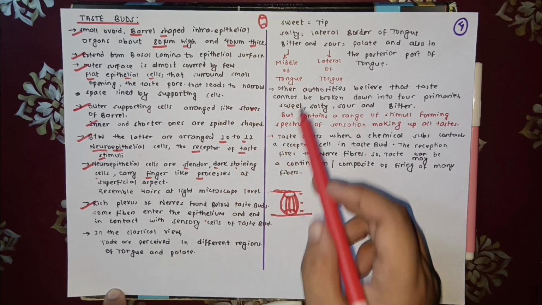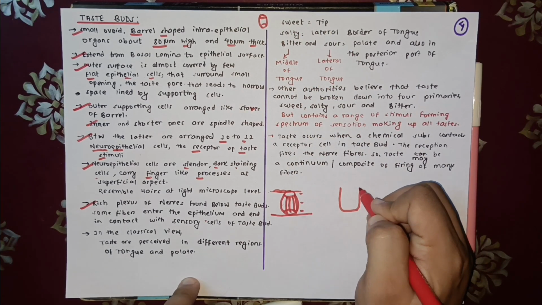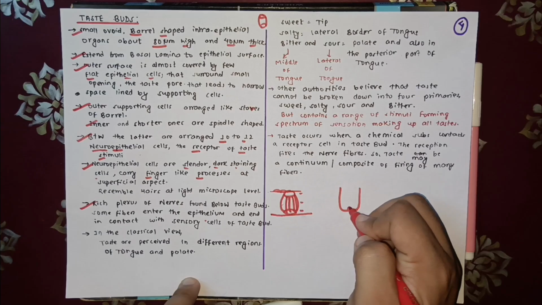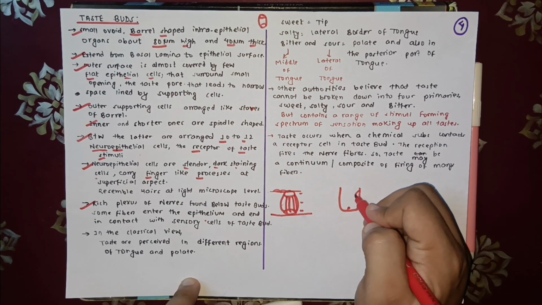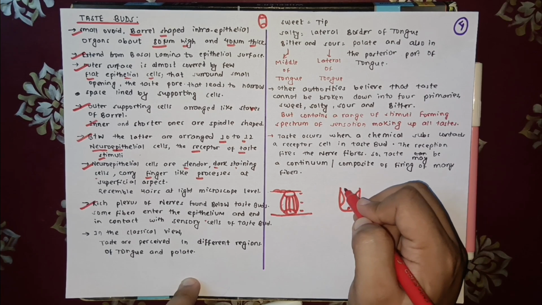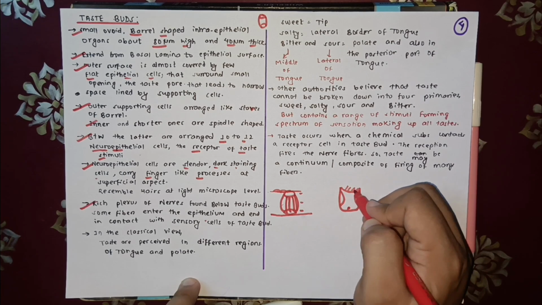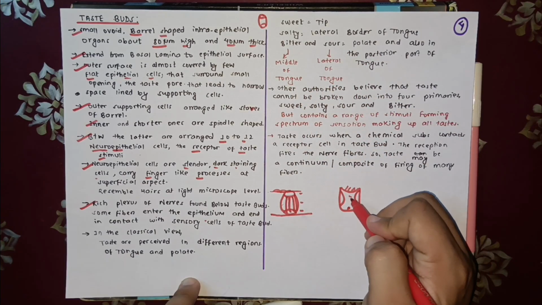So if this is a tongue, at the tip portion we can perceive sweet. In the lateral border, there is salty. And at the posterior side we receive bitter and sour, and also in the middle of this tongue.